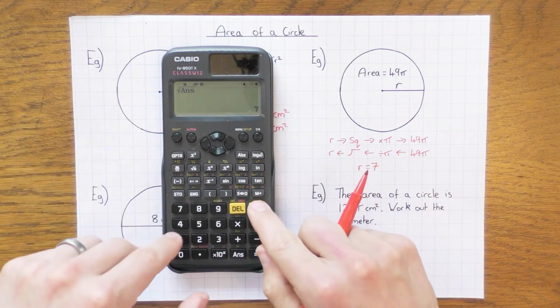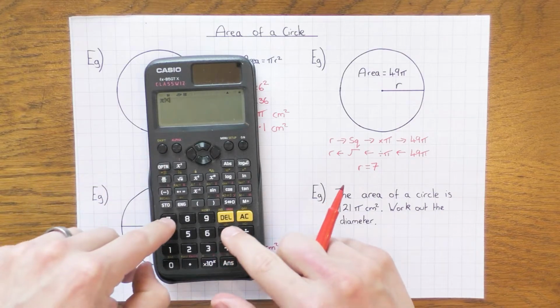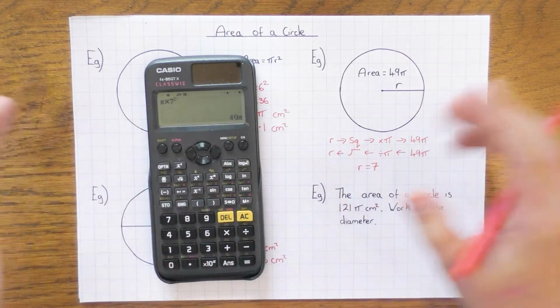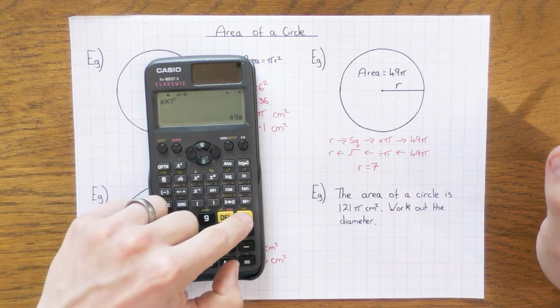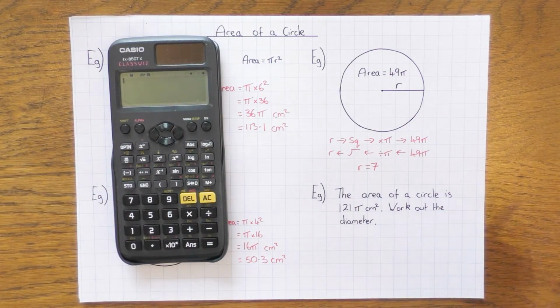Always check your answers. So if you think the radius is 7, we do pi times 7 squared. Yes, we get 49 pi, it works. Always check. Easy marks in the exam because you know you're 100% correct. Okay, next one here then.